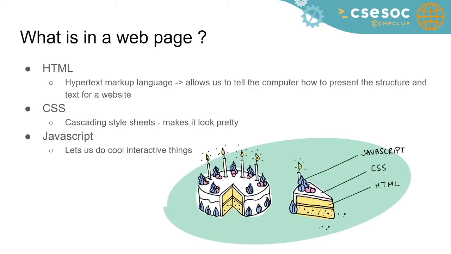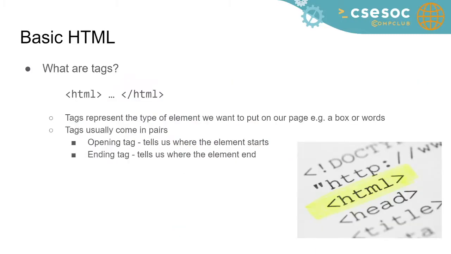And finally, our JavaScript is like our candles. Candles are very interactive. They actually flicker about and move, unlike the rest of our cake, hopefully. It lets us do cool and interactive things. JavaScript often will be in the form of alerts. Maybe you press a button and the web page gives you an alert, or you press a button and then something gets generated. That's how the interaction shows up. All right, so to give you an idea of HTML syntax, I'll pass it over to Kenneth.